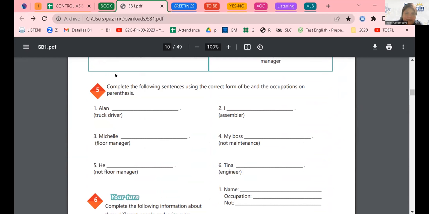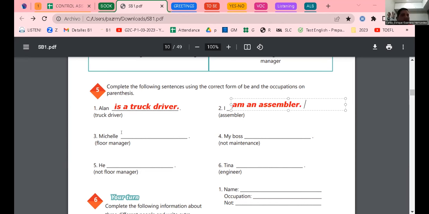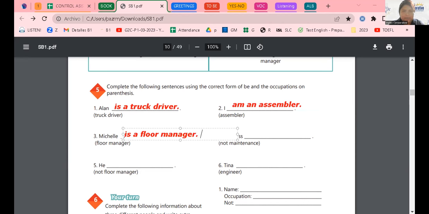Alan, affirmative. Alan, what? Is a truck driver. He is a truck driver. A truck driver. Very good. Number two, I am an assembler. Assembler. Okay. Number three. Podría ser una consulta. Arely, ¿podría ser contractado? Am? Sí. Yes. Okay, Michelle. Is a floor manager. Okay, very good. Number four, my boss.